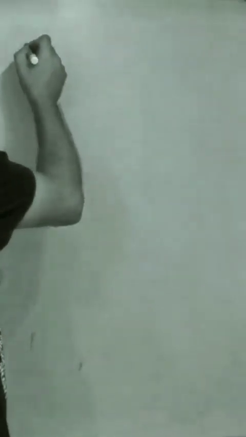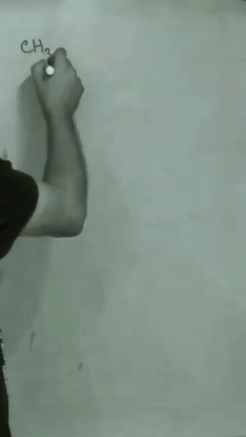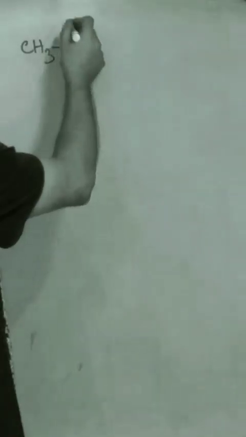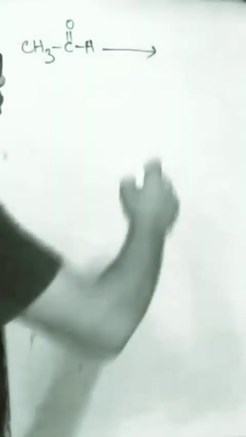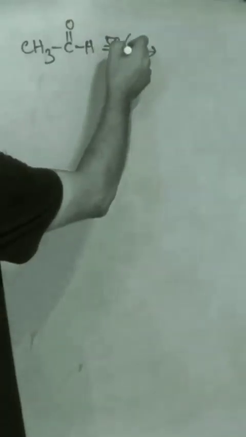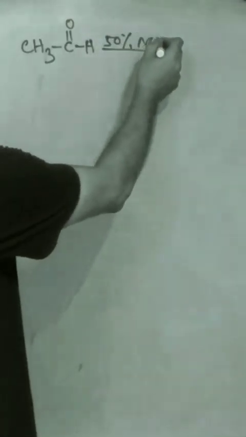First, if acetaldehyde, CH3CHO, is given, and here 50% NaOH solution is given, and you are asked to say what will be the product.